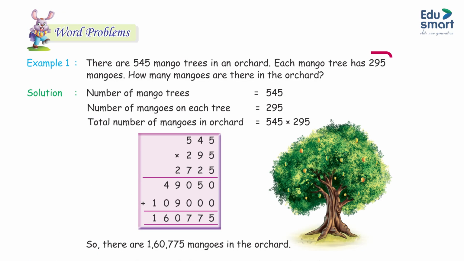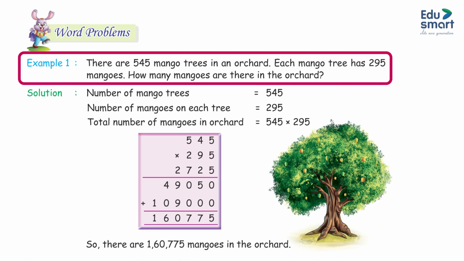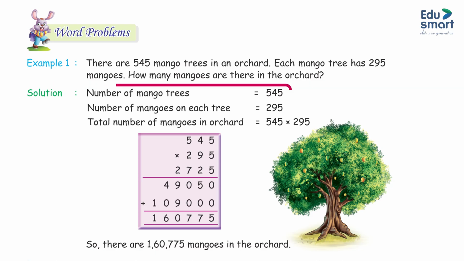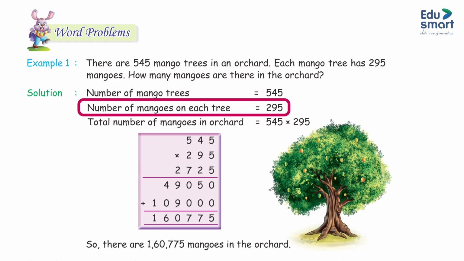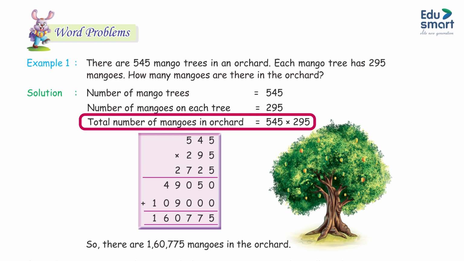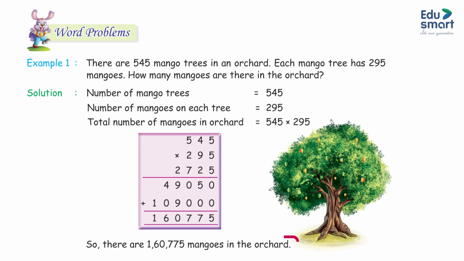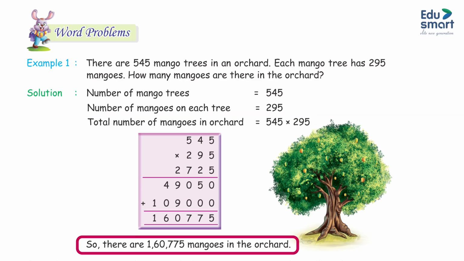Word problem. Example 1. There are 545 mango trees in an orchard. Each mango tree has 295 mangoes. How many mangoes are there in the orchard? Solution. Number of the mango trees 545. Number of mango on each tree 295. Total number of mangoes in orchard 545 into 295. So there are 1,60,775 mangoes in the orchard.